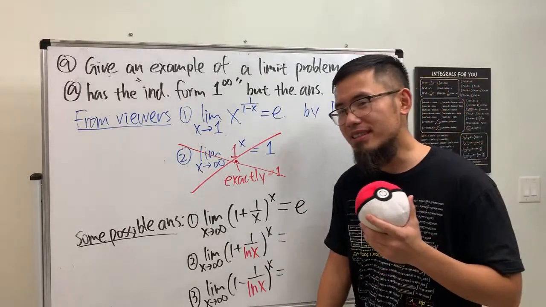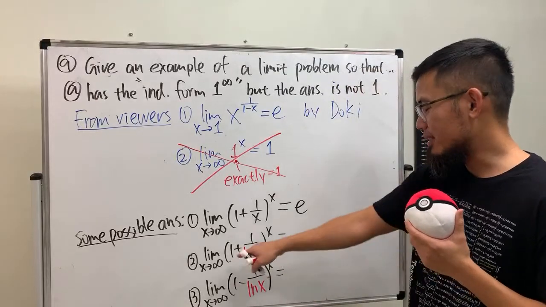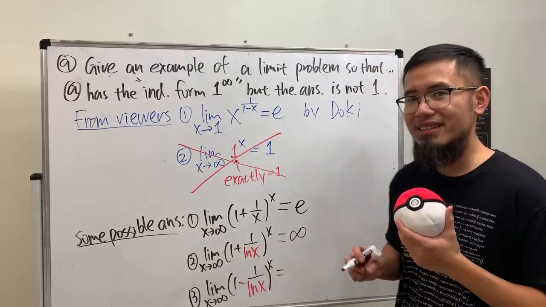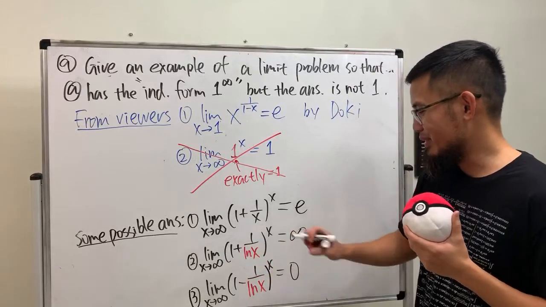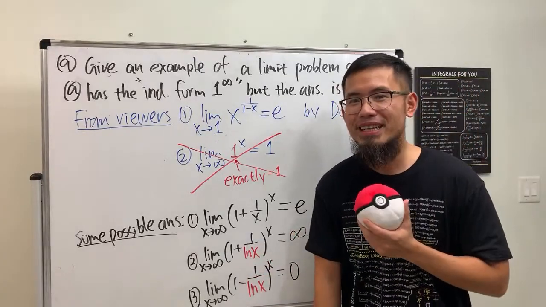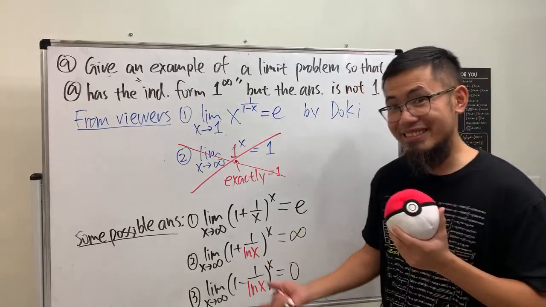You guys ready for the answer? First one, well, technically number 2 is infinity. Number 3, 0. Just like that. All right, very cool, very cool. Right?